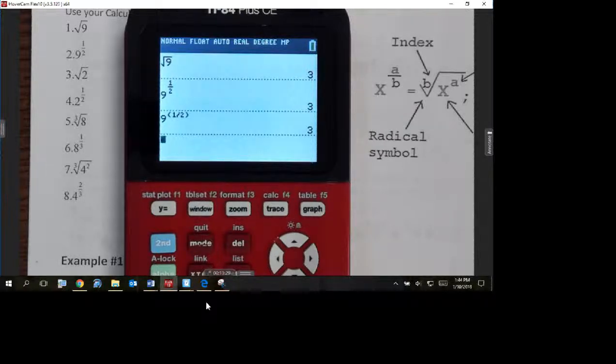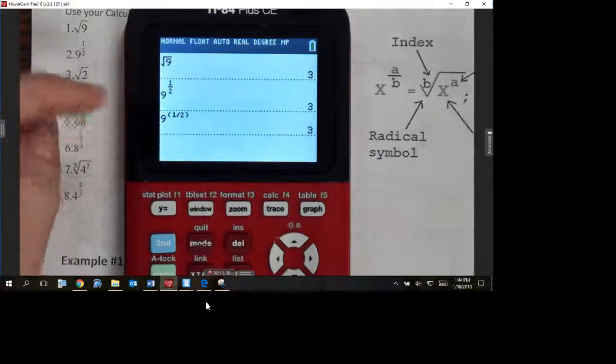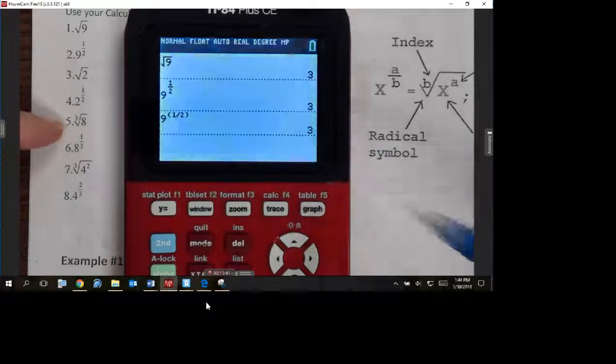Okay, so it radicalized it. It did the radical part, and then it also gave the answer. If it's like 2, you get a half. Number 5, it says cube root.